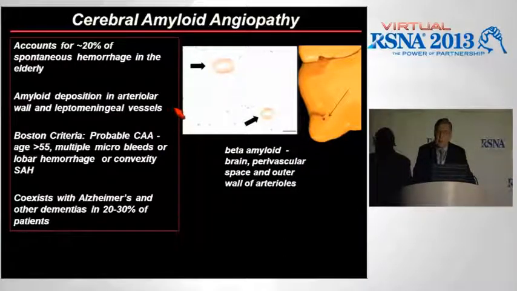Let's move on to cerebral amyloid angiopathy. Cerebral amyloid angiopathy accounts for about 20% of the spontaneous hemorrhages in the elderly. This is due to amyloid deposition in the arteriolar wall and in the leptomeningeal vessels. There are a number of clinical criteria that are used to make the diagnosis of cerebral amyloid angiopathy. Typically, these are patients who are over 55 years in age. They have multiple microbleeds, or lobar hemorrhages or convexity subarachnoid hemorrhage, which is not explained by other reasons. Cerebral amyloid angiopathy coexists with Alzheimer's disease and other dementias in 20 to 30% of patients.